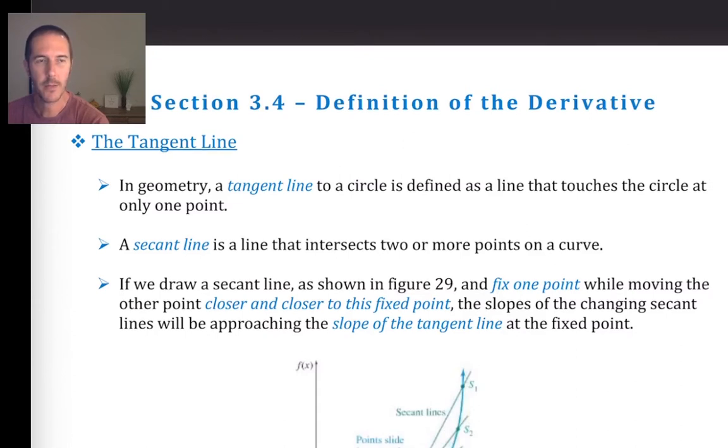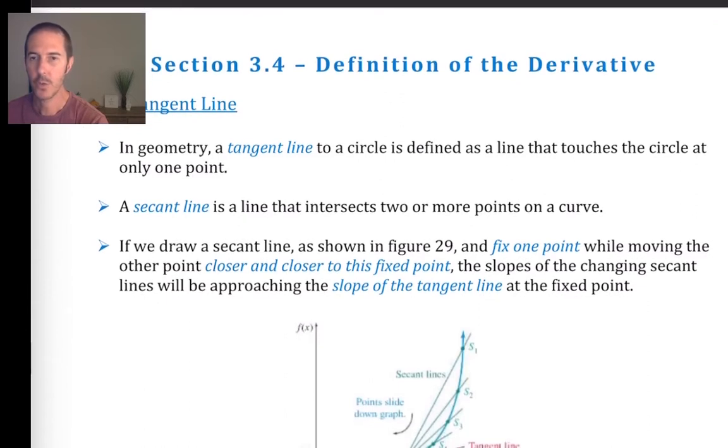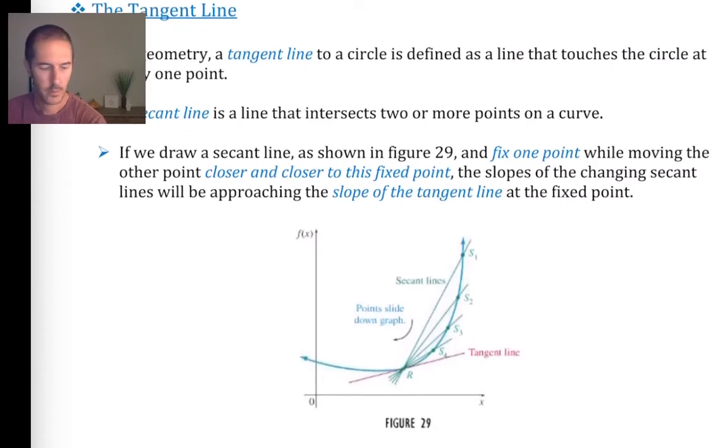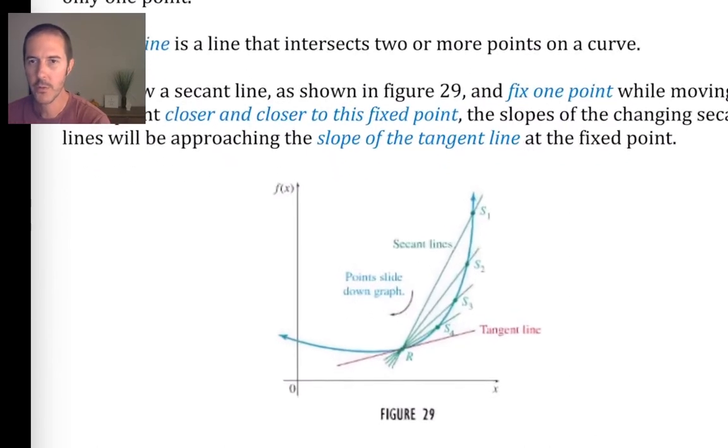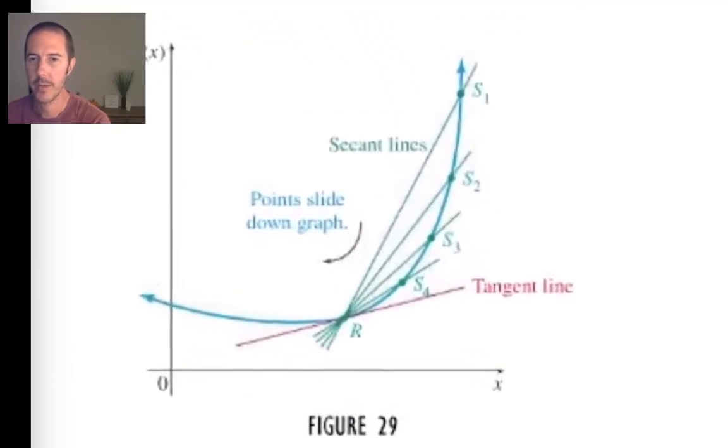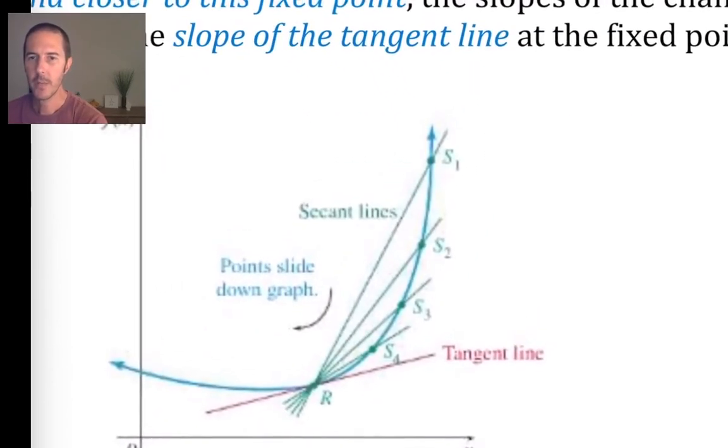And the definition of a derivative is going to very much involve the tangent line, or the tangent to a curve. And the process of finding a tangent to a curve is very well illustrated by this diagram. What's happening here is we have fixed a point R, which is toward the bottom of this curve.